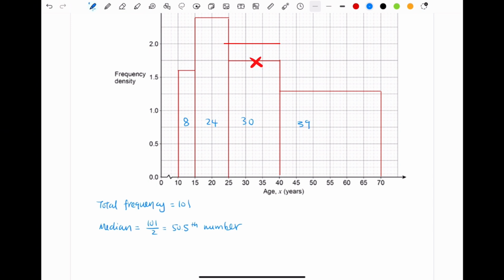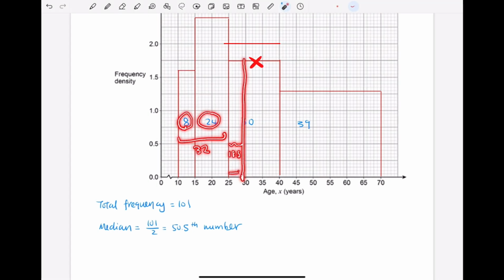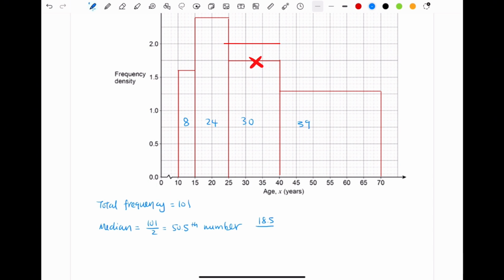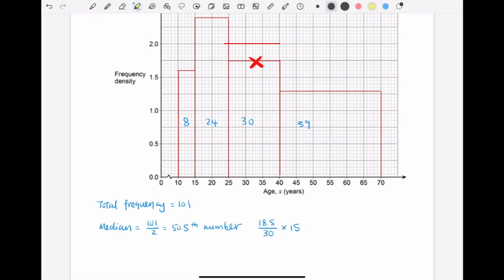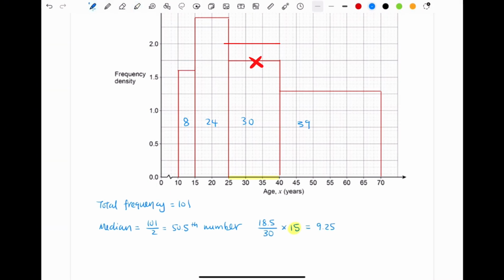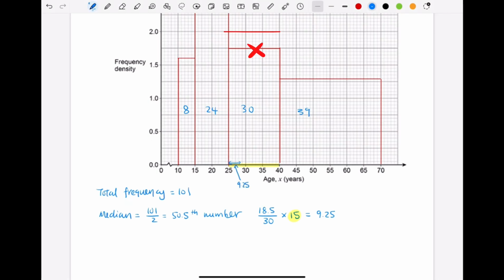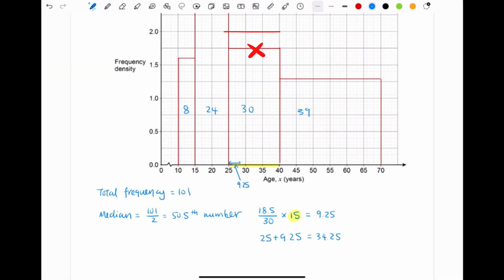So the 50.5th number, as we can see, is in the third class because 8 plus 24 is 32. So we need the 18.5th data from that 30 data in the third class. So we need 18.5 over 30 of this class width of 15. So we are 9.25 into this class, which is around 34.25. Therefore, 34.25 is the estimated median.